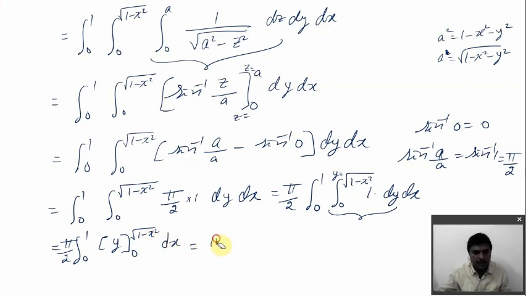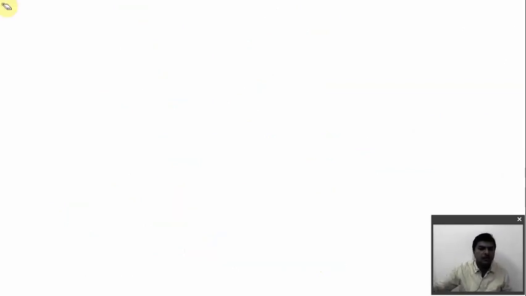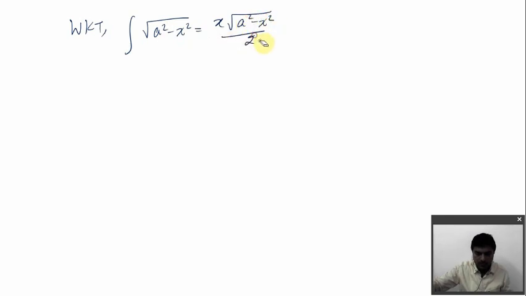Now integrate pi by 2 as it is, no change, integration 0 to 1. So first I'll substitute square root of 1 minus x square minus 0 dx. So now I'm going to integrate square root of 1 minus x square only. 0 is gone, so no need of writing that. But please remember the formula. What do we know, students? We know that integration of square root of a square minus x square is equal to x square root of a square minus x square upon 2 plus a square by 2 sine inverse x by a. So this is the formula we have to remember.